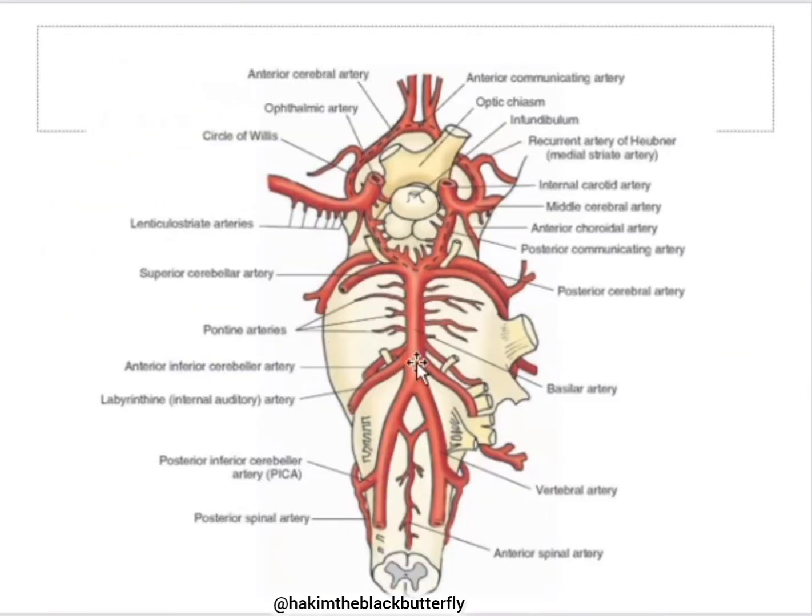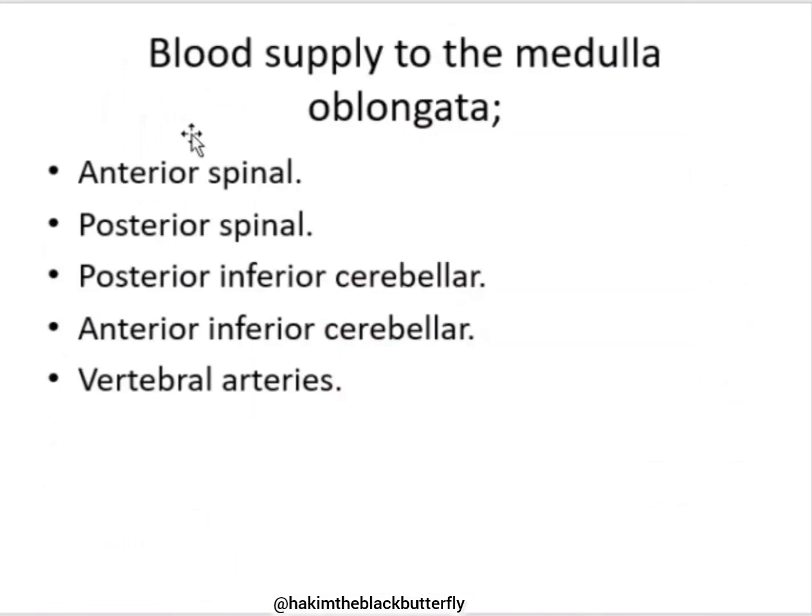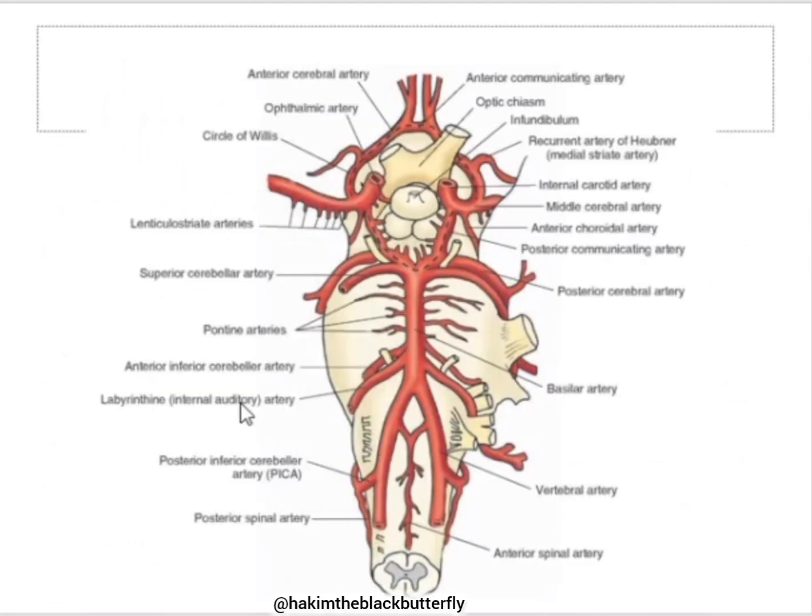The blood supply to the medulla oblongata. This is the medulla oblongata. And these are the blood vessels: the anterior spinal, the posterior spinal, the posterior inferior cerebellar artery, the anterior inferior cerebellar artery, and the vertebral arteries. These two are vertebral arteries. They are coming from the first part of the subclavian artery. They move along the spinal cord, then they enter the cranial cavity through the foramen magnum, and they move along the medulla oblongata.